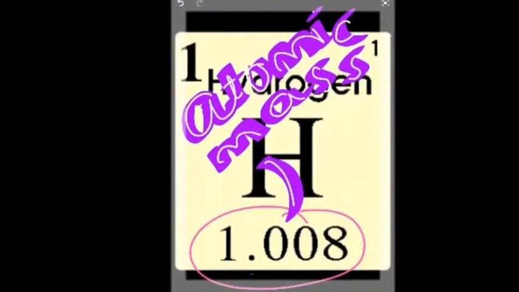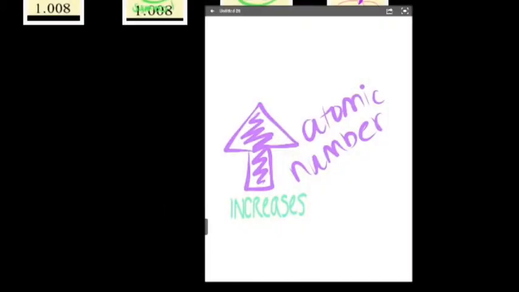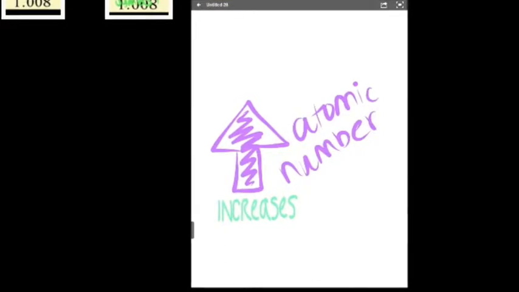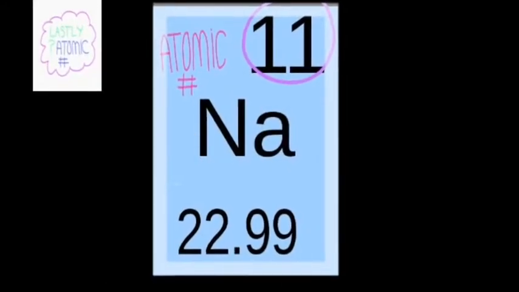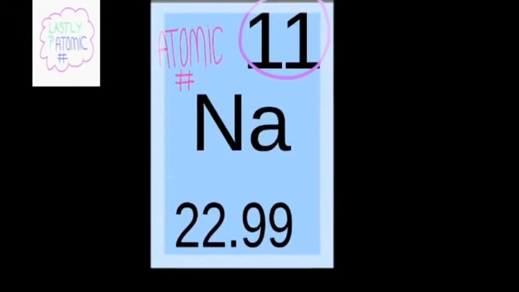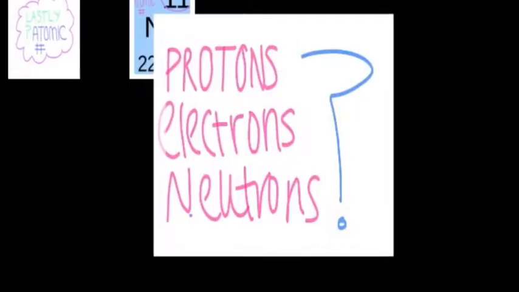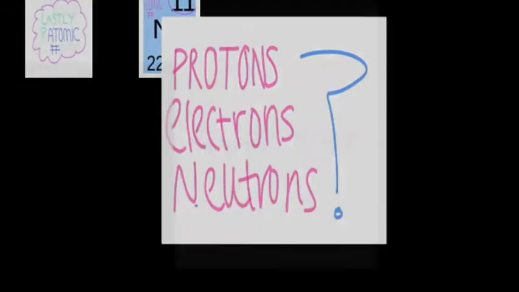Next, underneath the symbol, there are numbers with decimals. These numbers are the atomic mass of the element. The atomic mass is the average mass of an element's atom and usually increases with the atomic number. Lastly, you may be wondering what in the world is an atomic number. An atomic number is the number that lies on top of the symbol and represents the number of protons in an atom's nucleus.